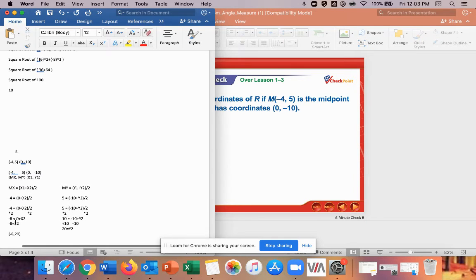All right, so 0 plus x2 is just, oh, that should be x2, not y2. 0 plus x2 is just -8, right? No matter what, it's going to be -8. 10 equals -10 plus y2. To get rid of that -10, you add 10 to both sides. 10 plus 10 is 20. -10 plus 10, they cancel out. You're just left with y2. 20 equals y2. -8 and 20 is your answer.